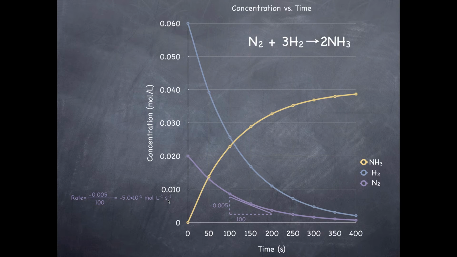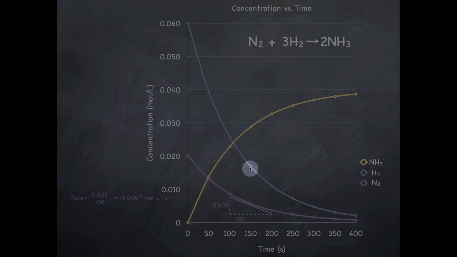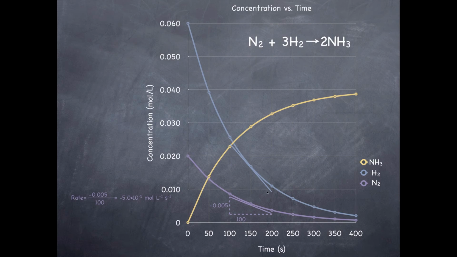Now, what we want to do is compare that to the rates in terms of our other chemicals. We want to look at the hydrogen at that exact same point in time, and we want to draw another line tangent to that point. We again want to look for the horizontal time change and the vertical concentration change. In this case, it's the same amount of time, 100 seconds, but our concentration change is negative 0.015. Again, the rate is the change in concentration divided by the change in time. But this time, that calculation gives us a value of negative 1.5 times 10 to the negative 4th.